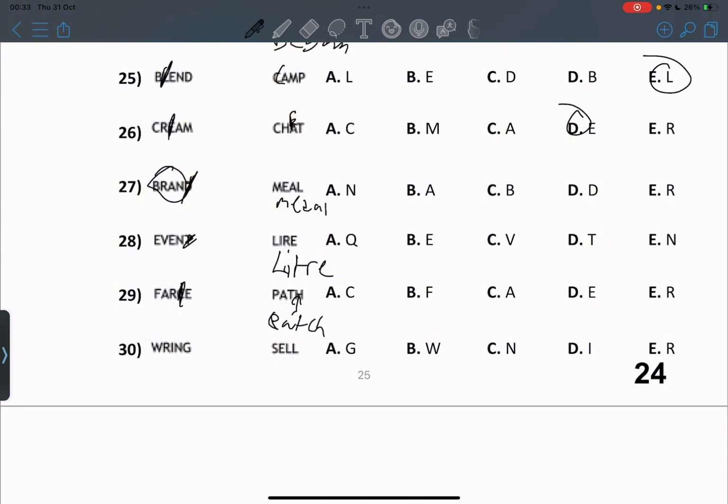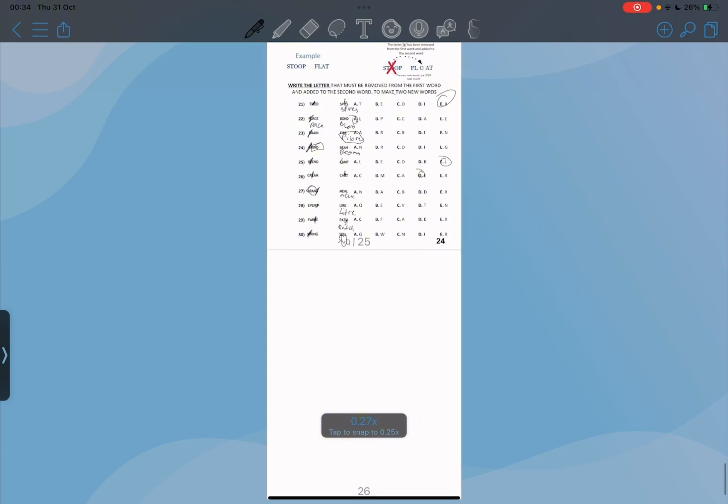For question 30, if you remove the W, you get ring. And if you put that W right here, you get swell. Okay, that's the end of the verbal reasoning, and that's the end of mini mock 2.